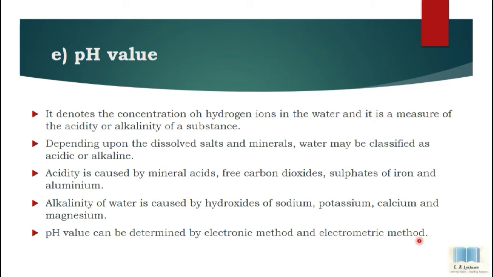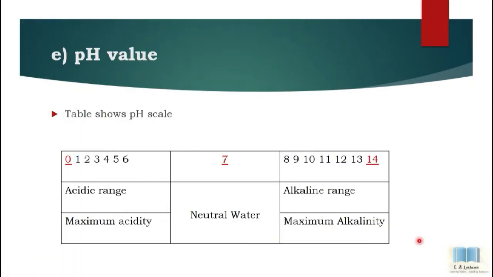Here the pH is denoted by small p and capital H. Also, the pH value indicates the alkalinity or acidity of water. From this pH value, we can decide the quality of water. The next point, or this table, shows the pH scale. pH scale is from 0 to 14.